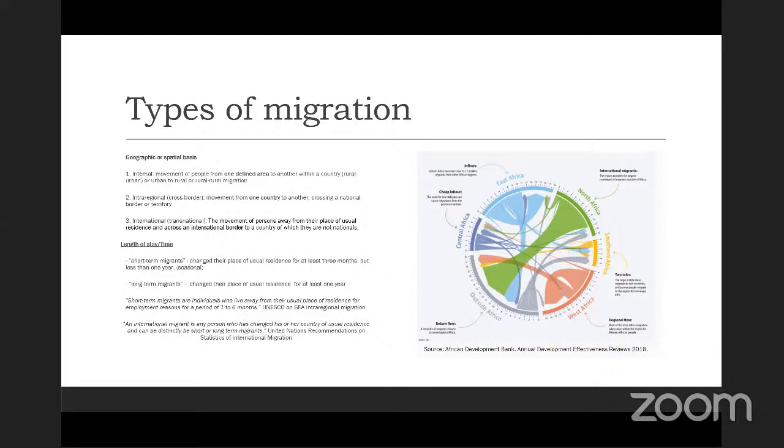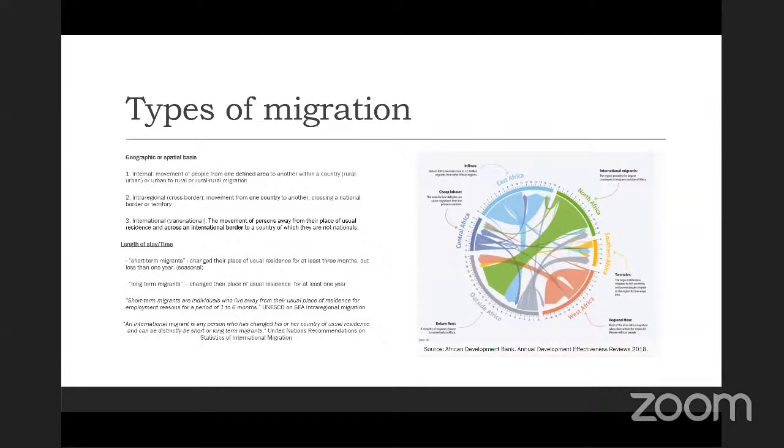According to this publication, they looked at short-term migrants as individuals who live away from their place of residence for employment reasons for a period of 1 to 6 months. This particular one was looking at labor migration, and that's why it points to employment reasons. The reason why I brought this out is because in some of the definitions you would have one saying at least 3 months, and another one, such as this UNESCO publication that looked at labor migration within Southeast Asia, pointing to a period of 1 to 6 months.